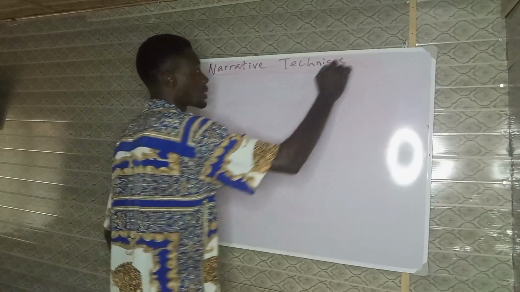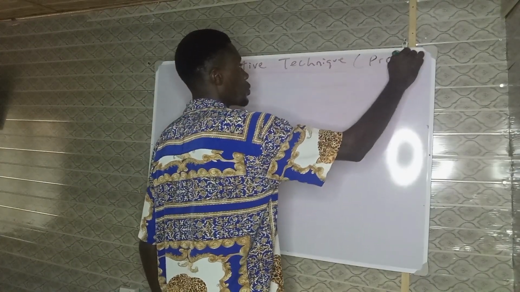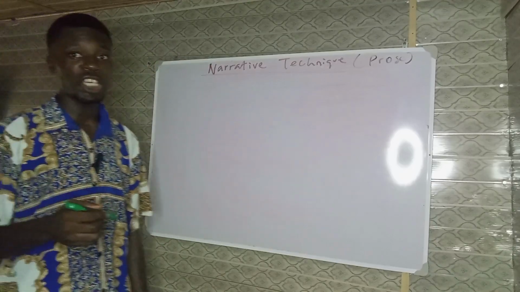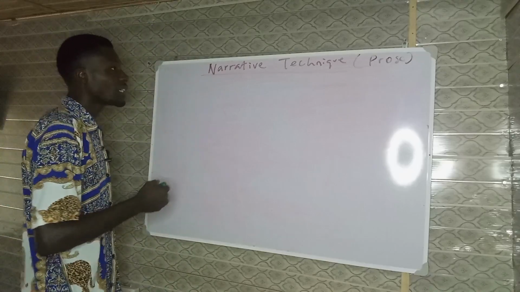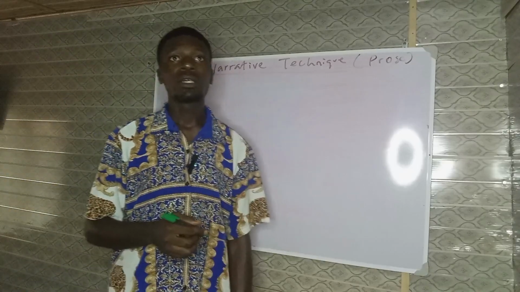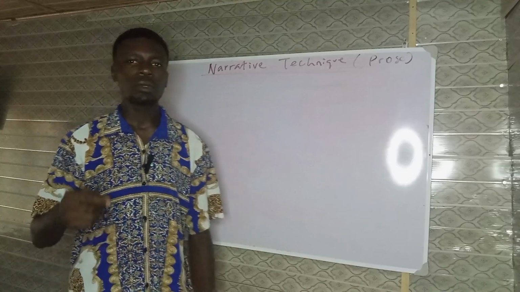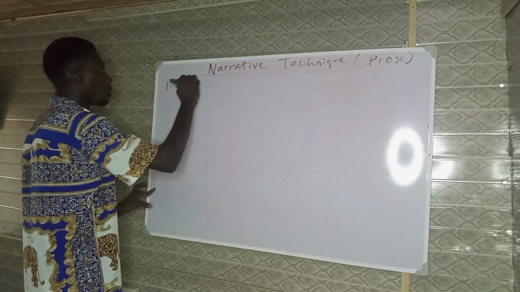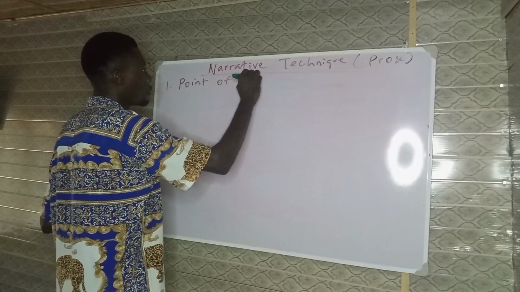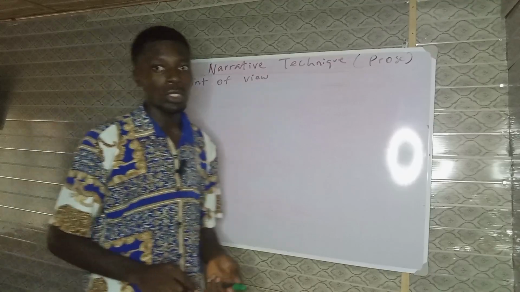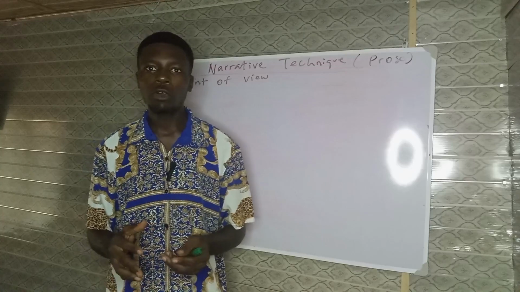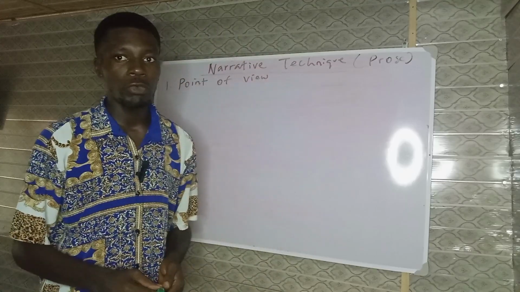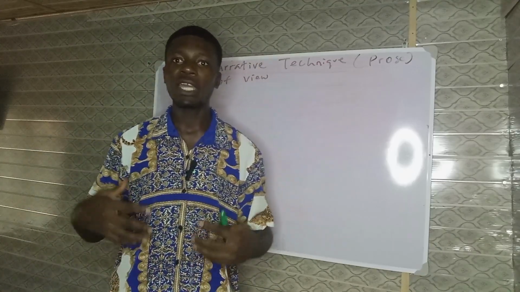Narrative techniques are techniques that are used in prose. So while dramatic techniques are techniques used in drama, we have narrative techniques used in prose. There are quite a number of these, and the novelist uses these techniques to achieve their goal. One of the techniques we'll be looking at is point of view. It's a very powerful concept. This refers to the perspective from where a narrative is being told.